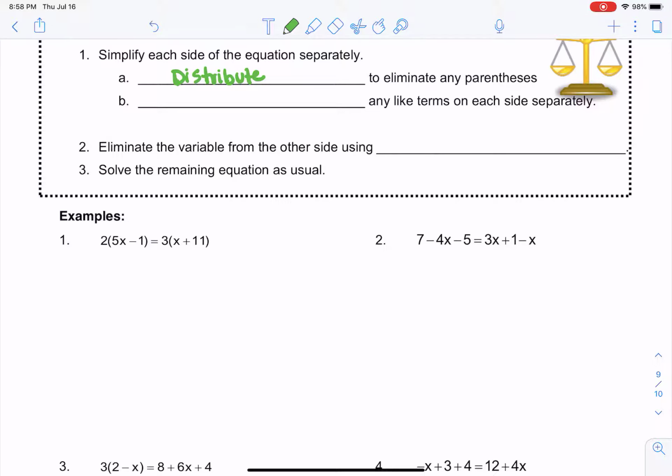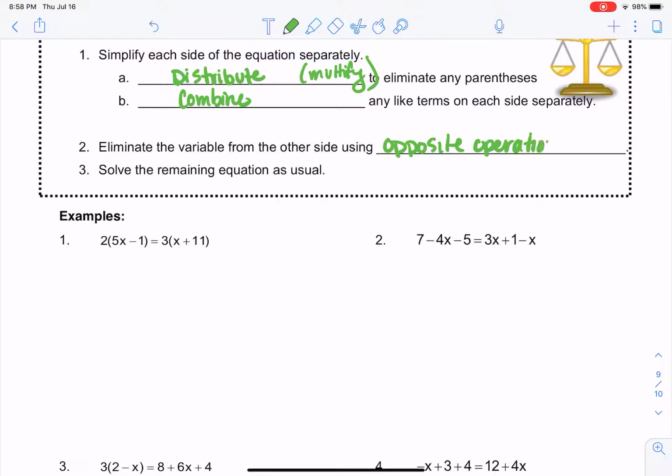Remember, when I'm distributing, I am multiplying. Okay, so look for those parentheses first, get rid of those. And after you've done that, you're also going to look for any like terms and combine those. Once you've done that, everything else is exactly the same. You need to eliminate the variable from one side using opposite operations.